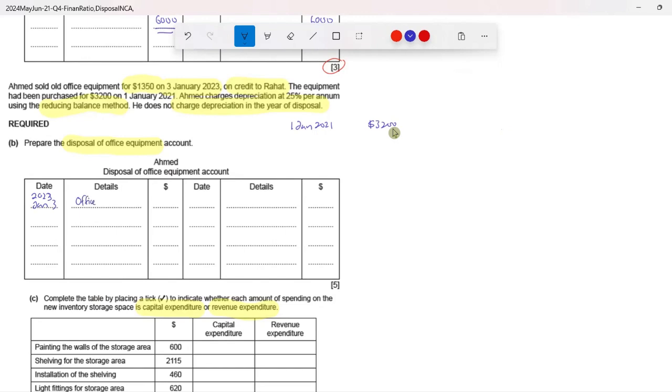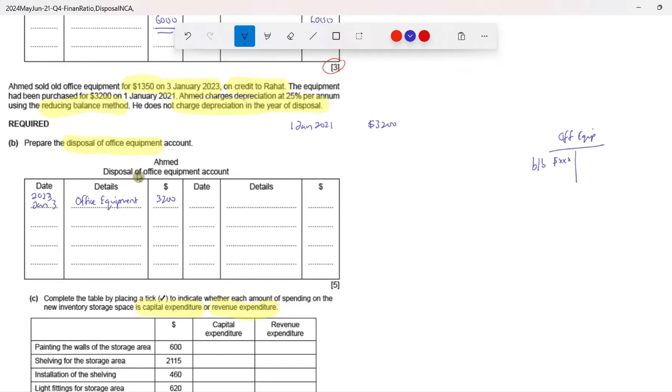Disposal of office equipment will be debited with this piece of non-current asset, and the cost is 3,200. Just to give you an idea, there will be office equipment, which is the non-current asset account in Ahmad's book. He may have this and other equipment with the balance brought down on this side, any amount, right?